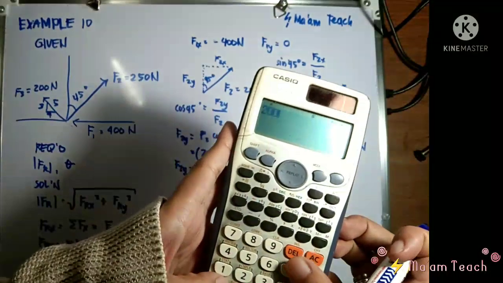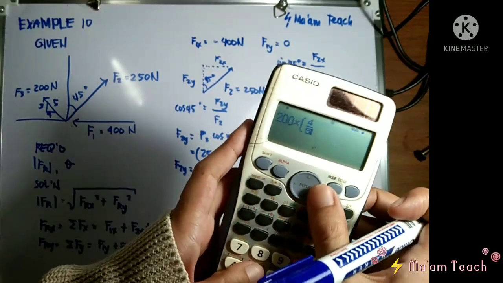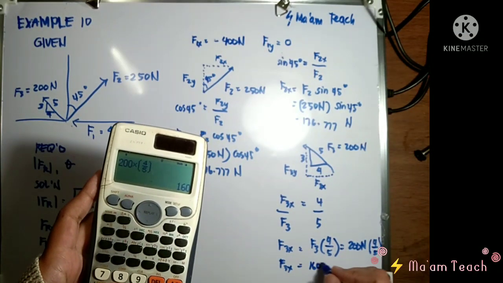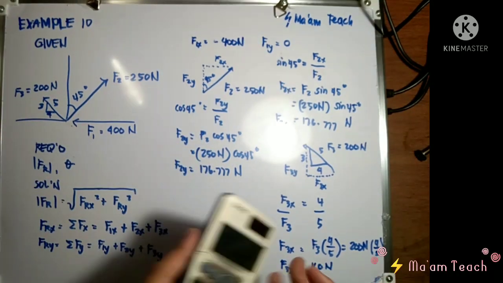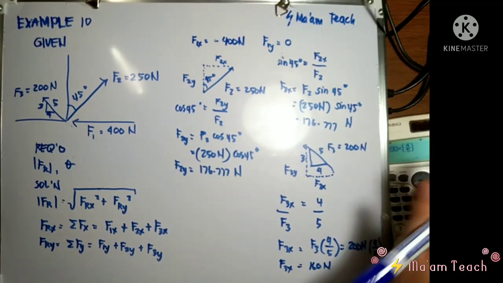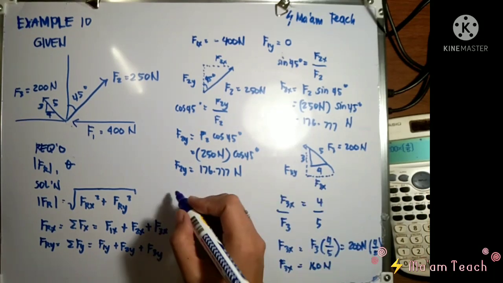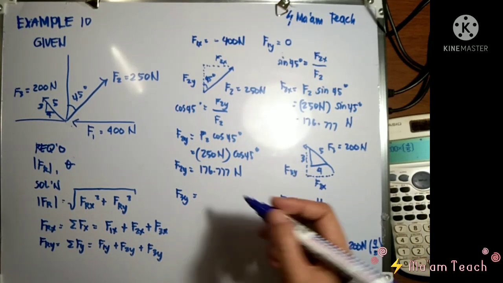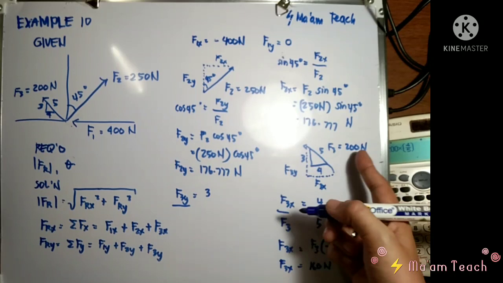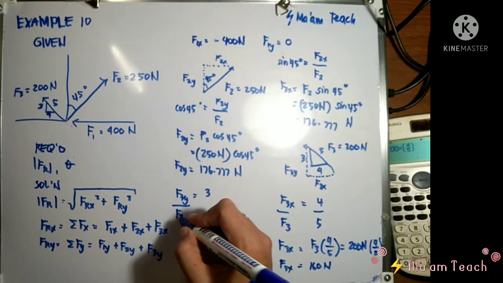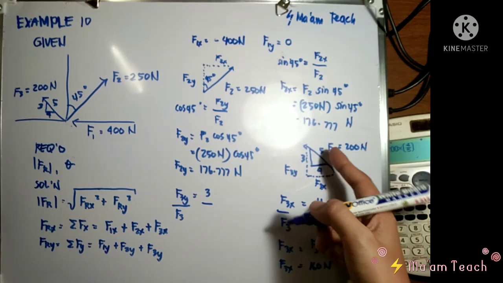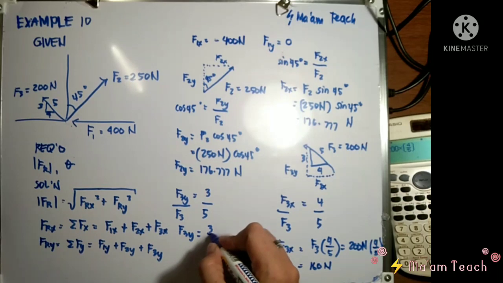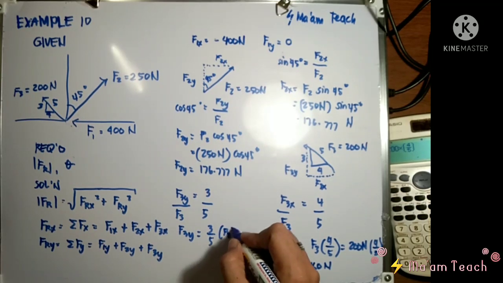So 200 times 4/5. There. And you'll have 160 Newton. While for the y component, okay, so this is the y component part. So let us put F3y. The corresponding side is 3. There. And using the given, which is 200, which is F3, and the corresponding is 5. Can you follow? So F3y is 3/5 of your F sub 3 there.